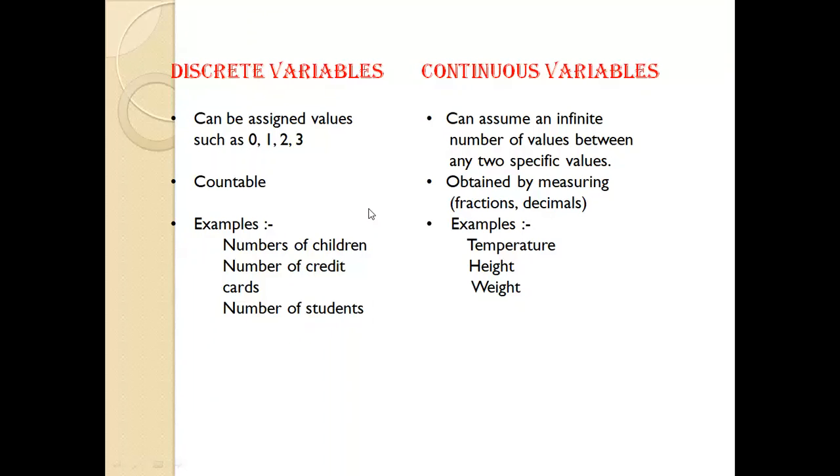Now we see examples of discrete variables, like number of children, number of credit cards, number of students. They are whole numbers, like 5 students, 5 credit cards, 5 children. So it is in whole numbers. That's why it is an example of a discrete variable or discrete data.